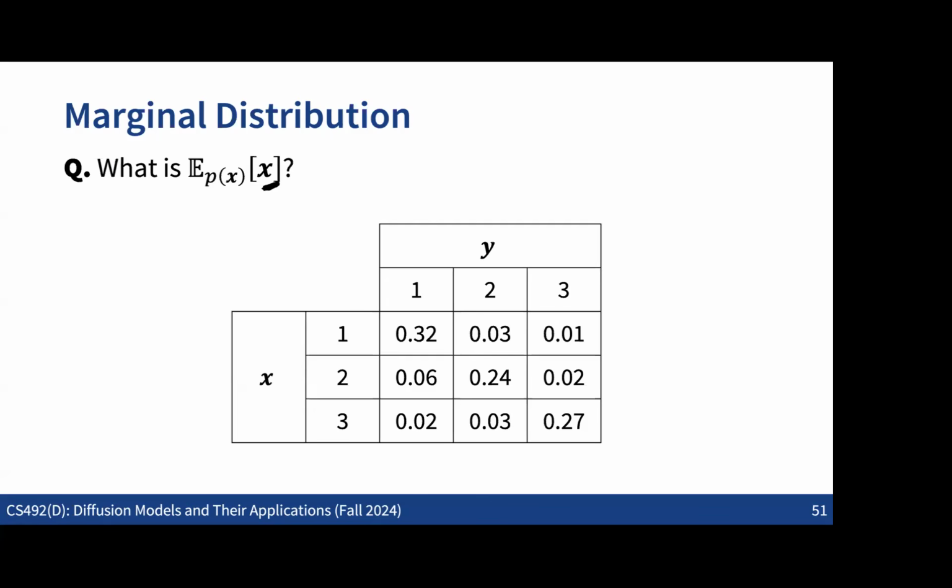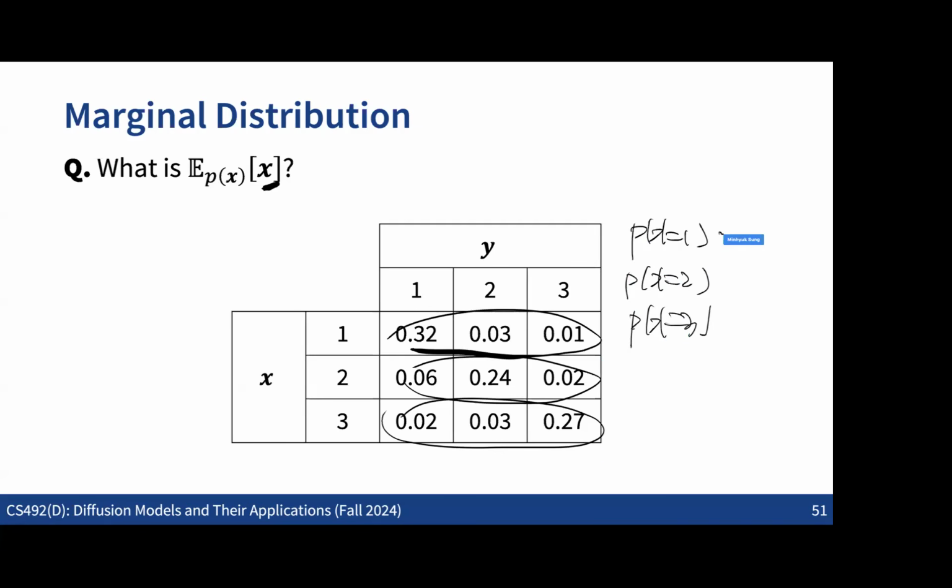So we can first compute p(x1), p(x2), and p(x3), right? It becomes the sum of each row, right? And once we have this, we multiply it by the values. If we take the sum of this, then the output becomes 1.96, right?